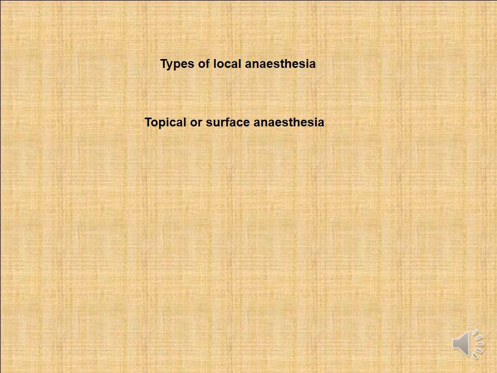We have many types of local anesthesia. The first one is topical or surface anesthesia, which is not an injectable anesthesia; it is given to the surface of the mucosa or the skin.